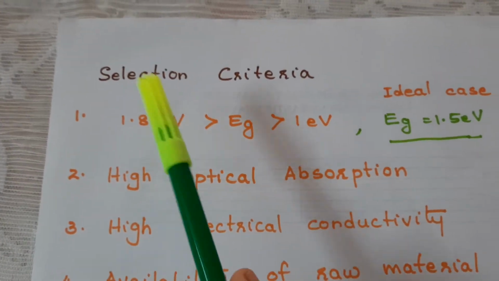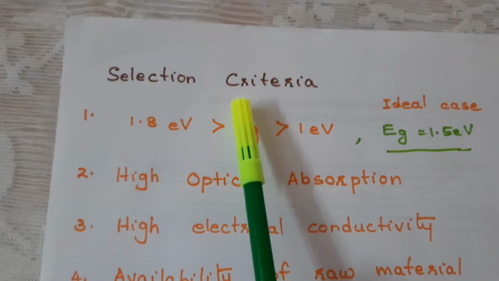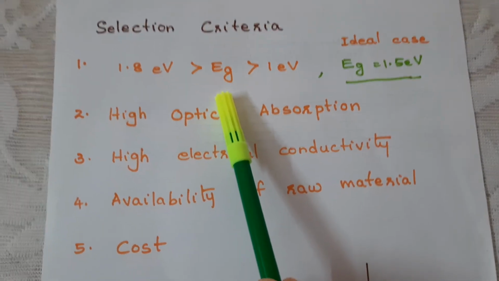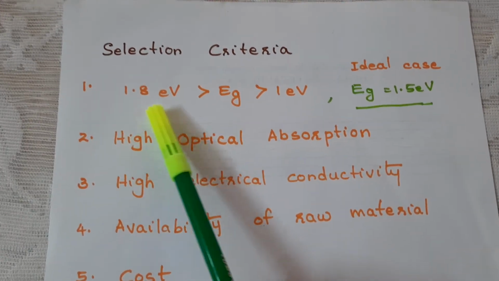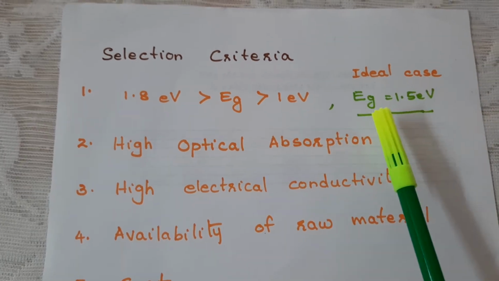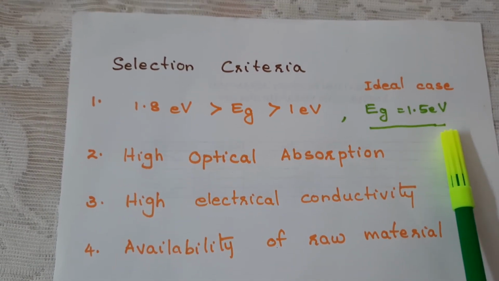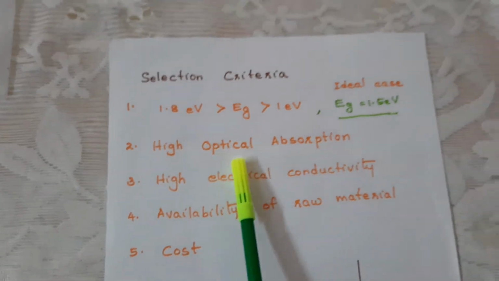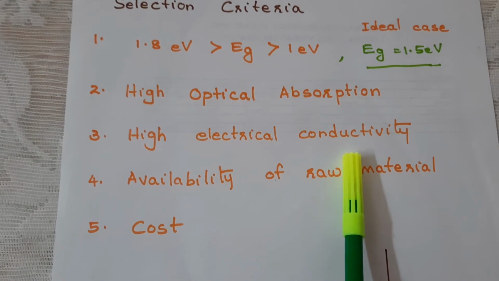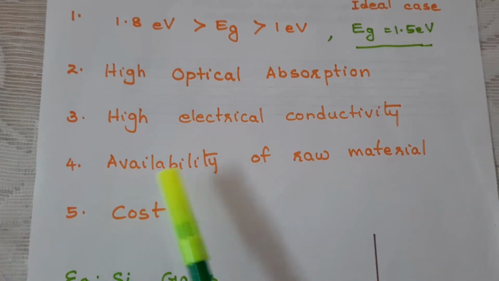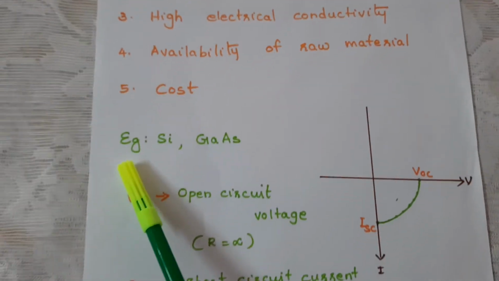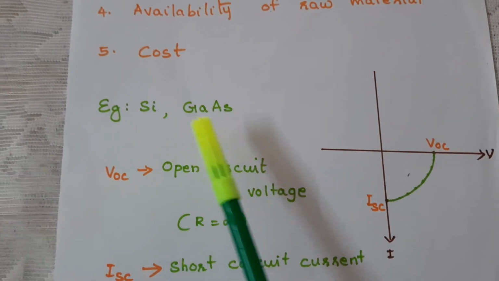Now let us see the selection criteria. The semiconductor used for the construction of solar cell should have a band gap energy in between 1.8 electron volt and 1 electron volt. In the ideal case, it should be 1.5 electron volt. The material should have high optical absorption and high electrical conductivity. Another factor is the availability of raw material and cost. Example for the material, silicon and gallium arsenide.